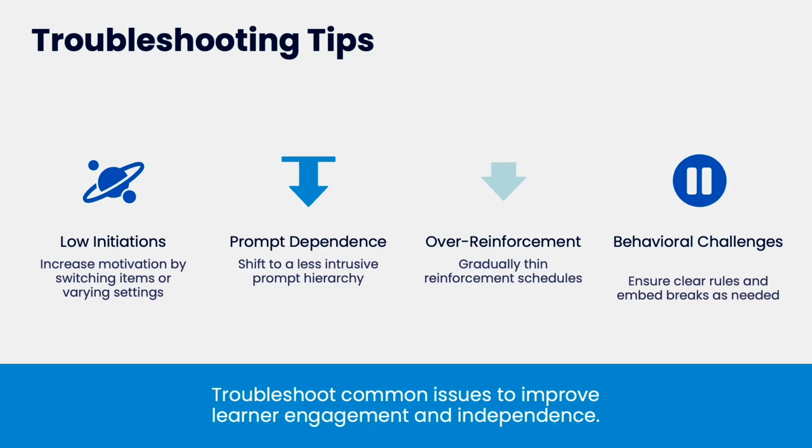Over-reinforcement: you want to make sure you're thinning reinforcement schedules. Like you give them the ball and you play with them for 20 minutes, and that's very reinforcing. We would want to pull that back and make them request the ball again so you get more learning opportunities with that reinforcement. Make sure we have a good FBA, because when behavioral challenges arise, you would move to that FBA and do whatever the program states.